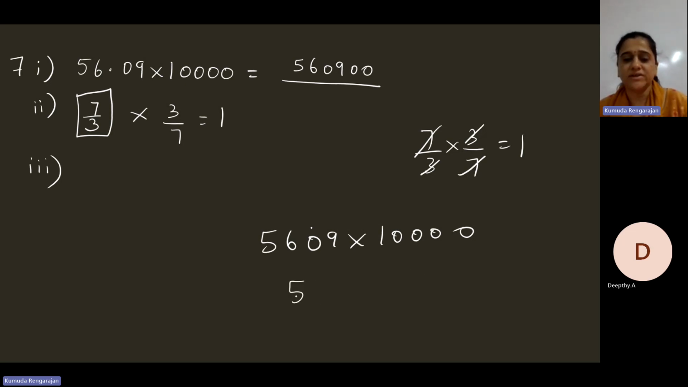What's the answer? 5609, 1, 2, 3, 4. Now place the decimal point. After the decimal point, 2 digits. So you should put the decimal point here, 2 digits. So this is the answer, 560900.